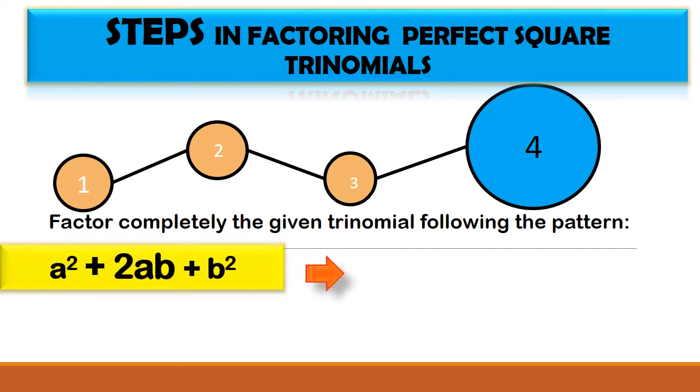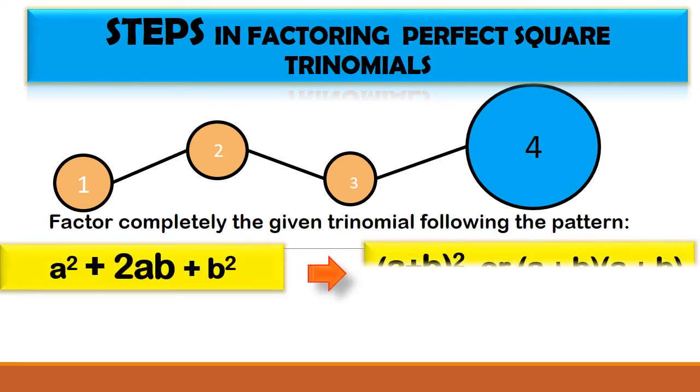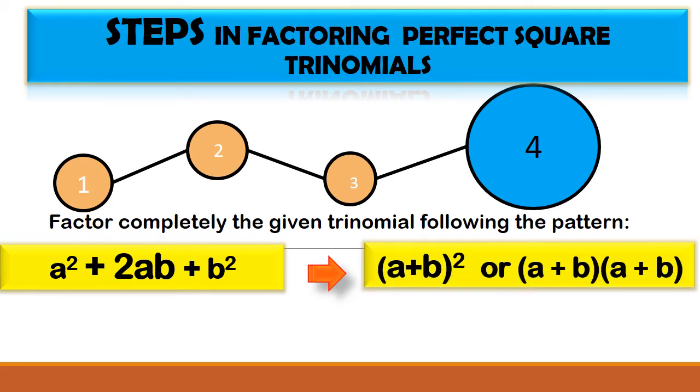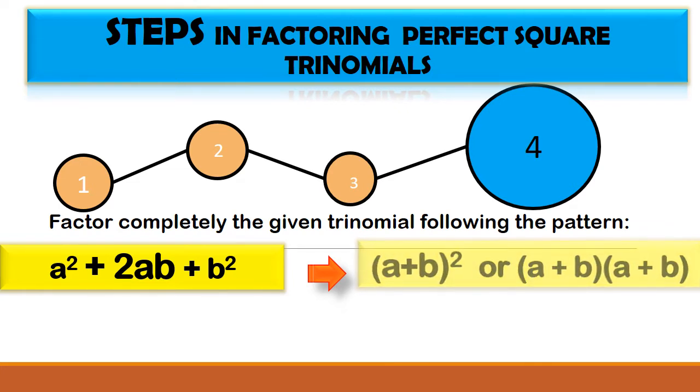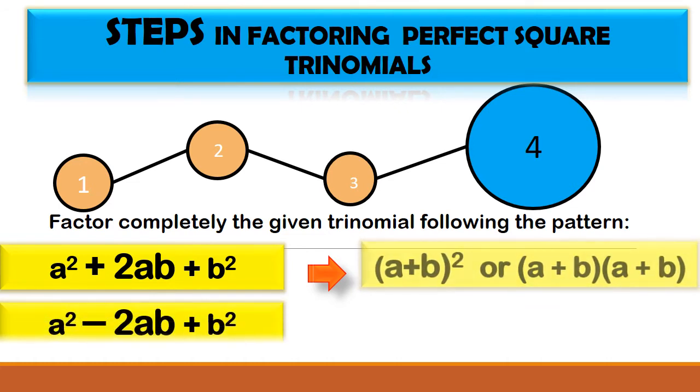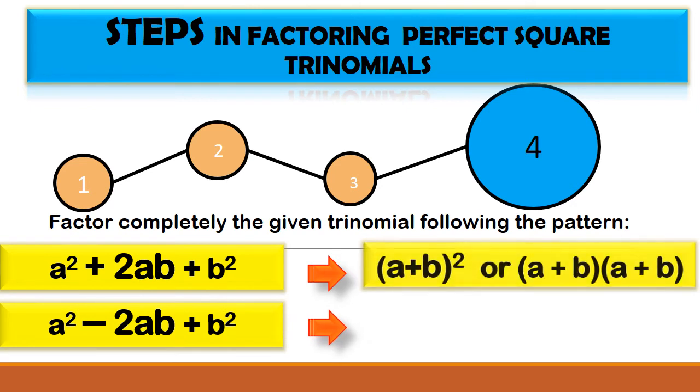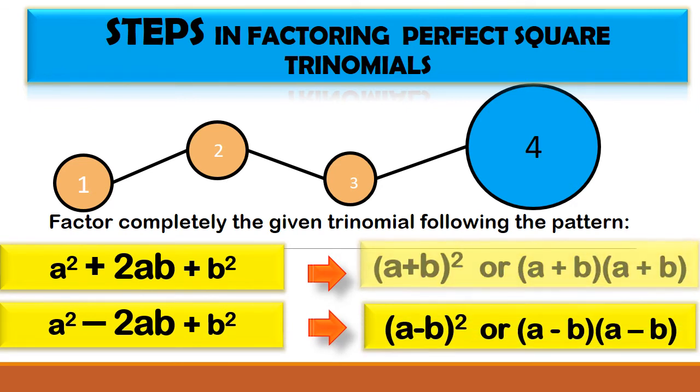Number 1, if you have a squared plus 2ab plus b squared, then you can factor it as the quantity a plus b squared or a plus b times a plus b. So if the middle term of the perfect square trinomial is positive, then the sign in between the binomial is also positive. And if you have the trinomial a squared minus 2ab plus b squared, then you can factor it as the quantity a minus b squared or a minus b times a minus b. So if the middle term of the perfect square trinomial is negative, then the sign in between the binomial is also negative.